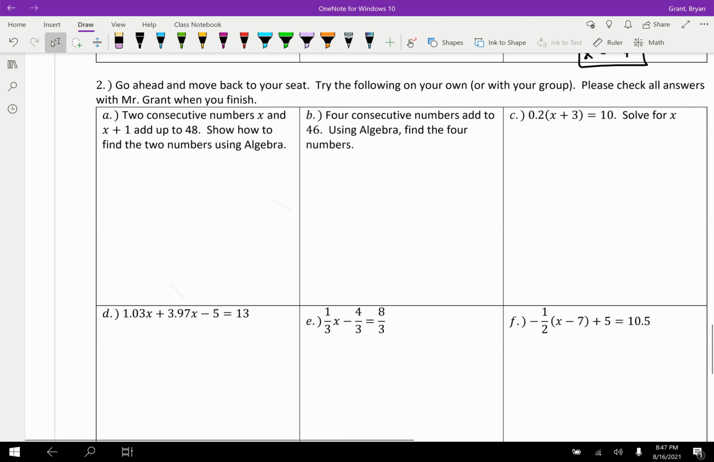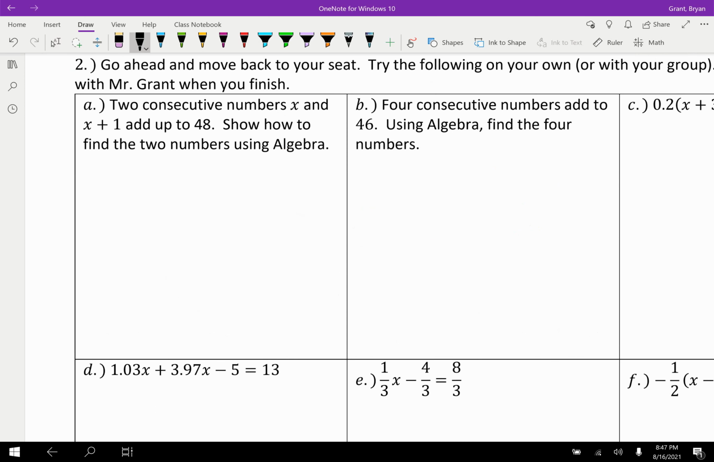Okay, part A. Two consecutive numbers, x and x plus 1, add up to 48. Show how to find the two numbers using algebra. Well, our first number is x. Our second number is x plus 1, and they sum up to 48. We discussed before the parentheses have 1 in front. We can just drop them.